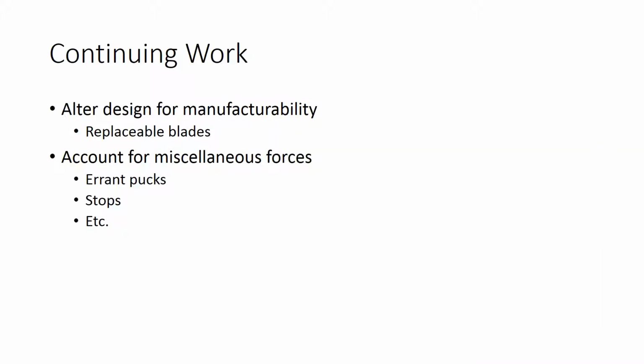To continue work in this topic, one should consider the manufacturability of the product. This product would most likely be produced through an injection molding process, so any relevant variables related to that process should be considered. Also, replaceable blades are a common feature in this product.